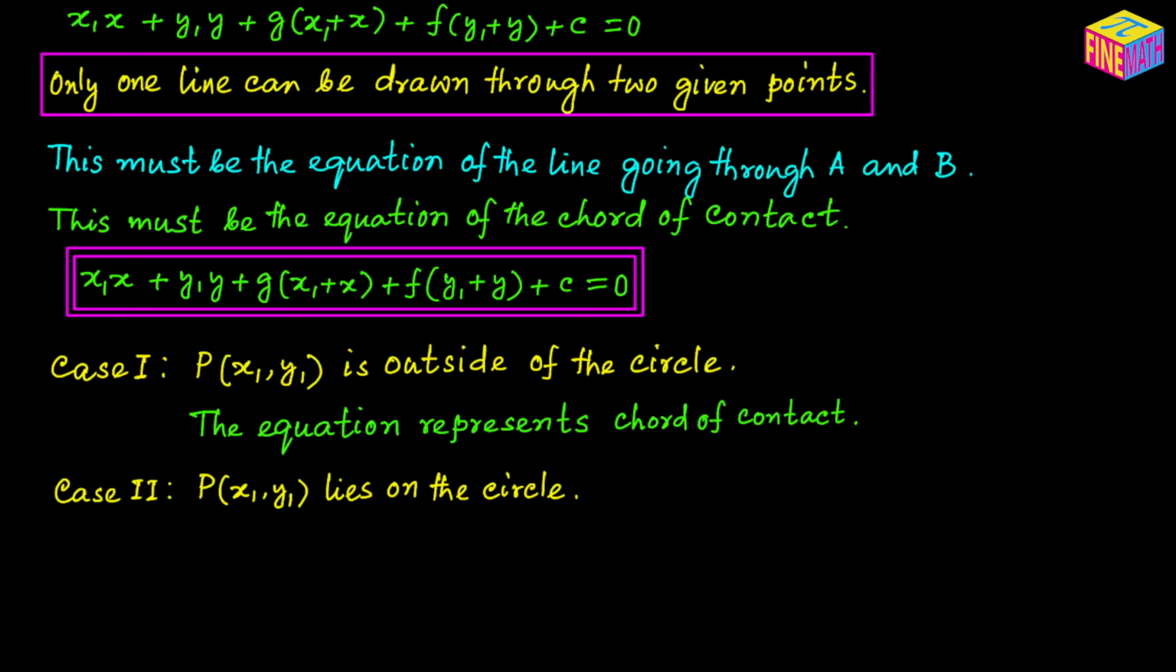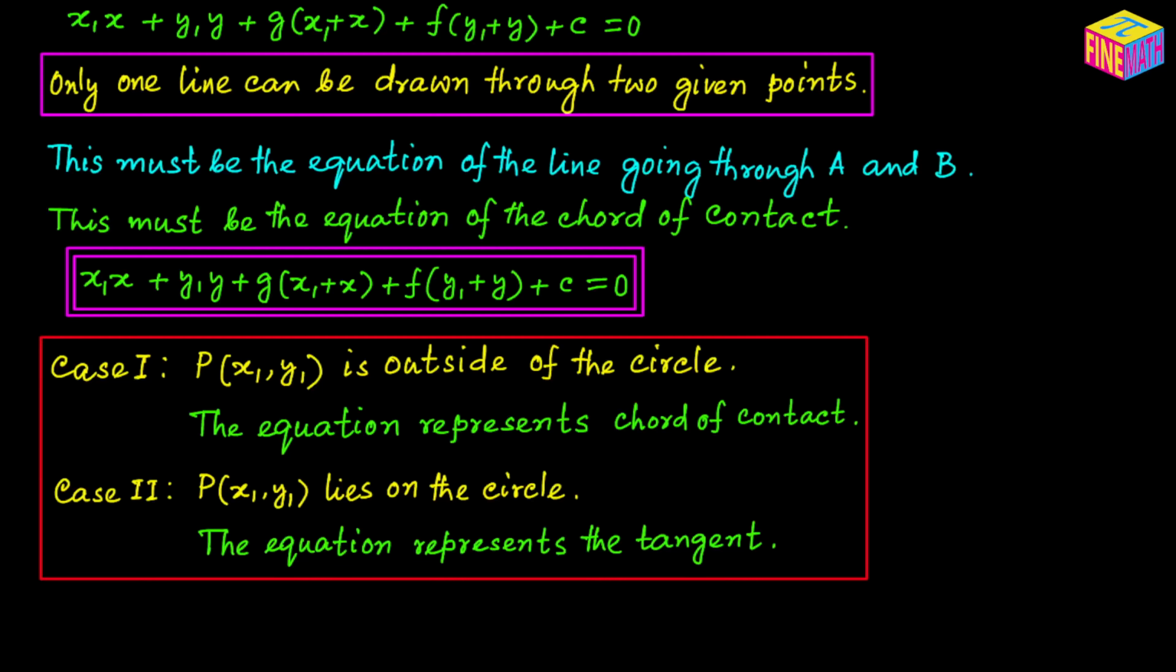Now let's take a look at the second case. When P actually lies on the circle, then this equation would actually represent the equation of the tangent line at that point P. So it's very interesting to note that the equation of a tangent line could also represent the equation of the chord of contact. And I'll show you a visual representation of that, and there you will see how the chord of contact could coincide with the tangent at that point.